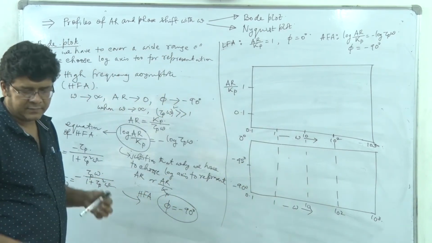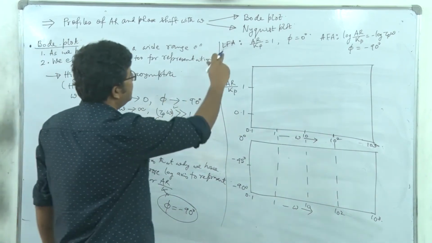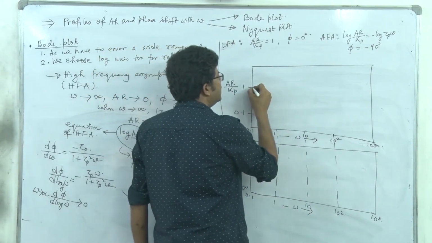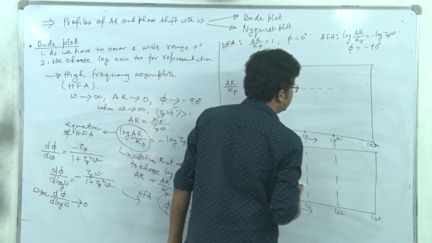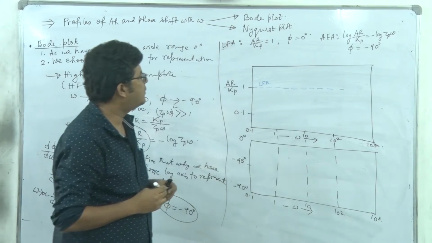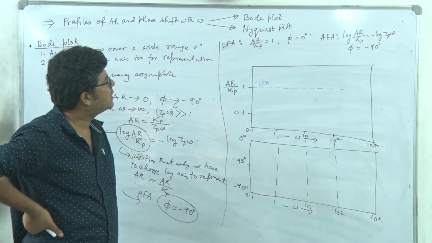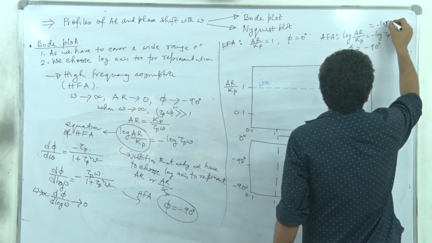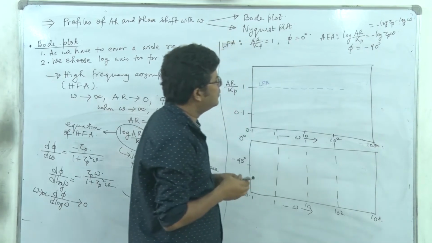Right. So with that, first we have to draw the low frequency asymptote. What is the low frequency asymptote? AR by Kp equal to 1, the slope is equal to 0. Generally it is represented in the form of a dotted line. So it's like this. This is the low frequency asymptote. Now which one is the high frequency asymptote? Log of AR by Kp is equal to minus of log tau p omega, and we can further split it down as minus of log of tau p minus of log of omega. Right. So it's linear with omega.